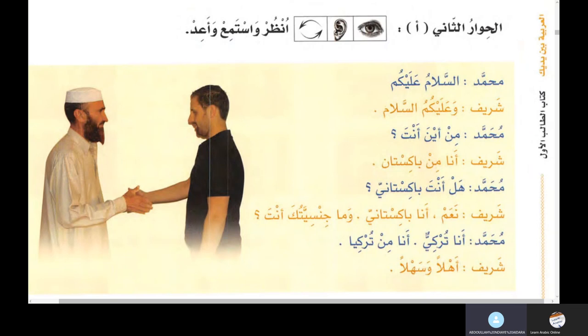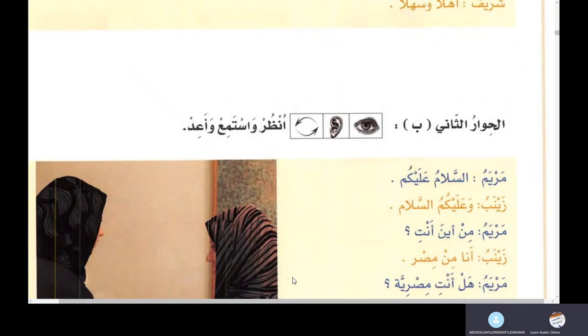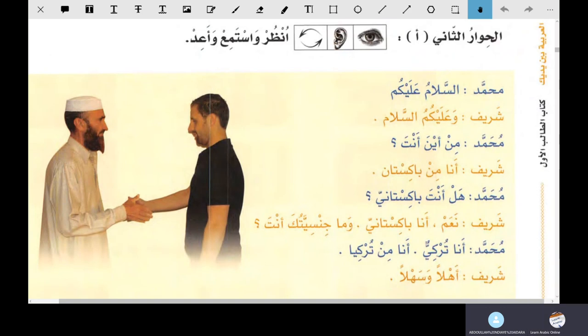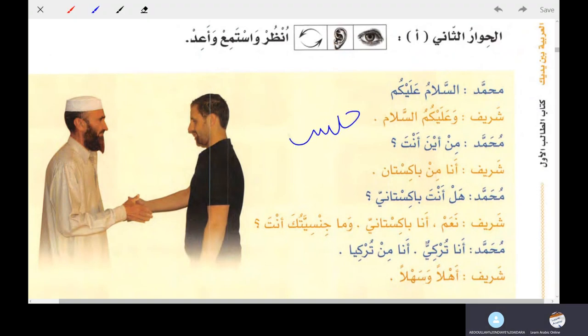Okay, I have one question. For example, the nationality. Wama jinsiyatuka. The "ka" means my nation, for example. Jinsi, my nationality. Your nationality. Okay, I understand. Any difficult word? For example, just the nationality. Jinsiyatuka. Jinsiya. Okay.